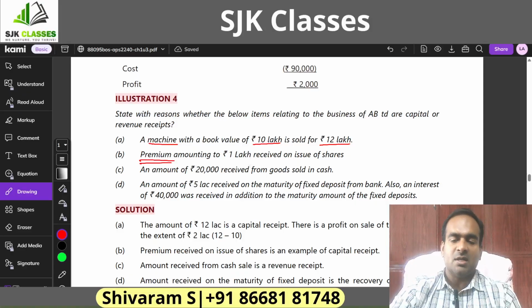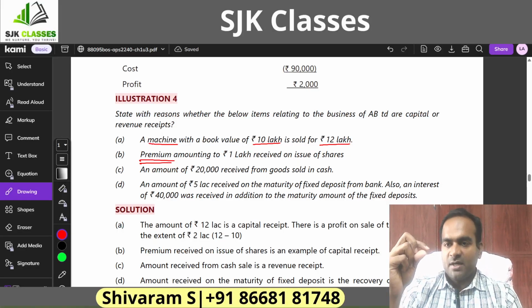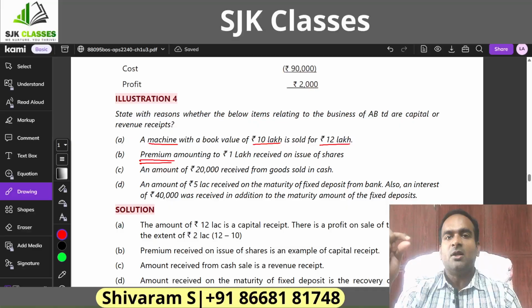So I'm issuing the shares at a premium portion. What is a premium? When we studied the issue of shares at school level, we came across this concept. Something called a face value will be there. When the shares are issued at more than the face value, we call it a premium.